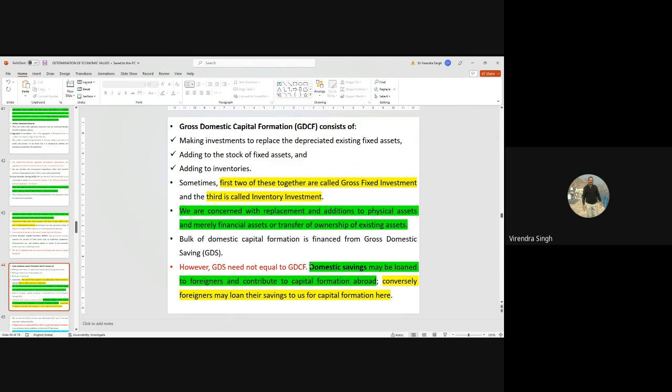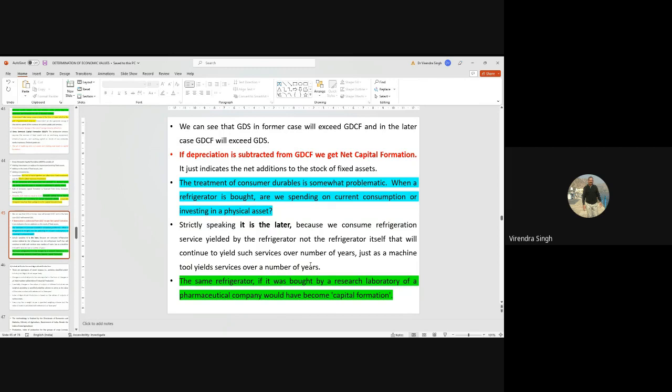Bulk of domestic capital formation is financed from gross domestic savings. However, gross domestic saving need not equal gross domestic capital formation. Domestic saving may be loaned to foreigners and contribute to capital formation abroad. Conversely, foreigners may loan their savings to us for capital formation here in our country. We can see that gross domestic saving in the former case will exceed gross domestic capital formation, and in the latter case, gross domestic capital formation will exceed gross domestic saving.